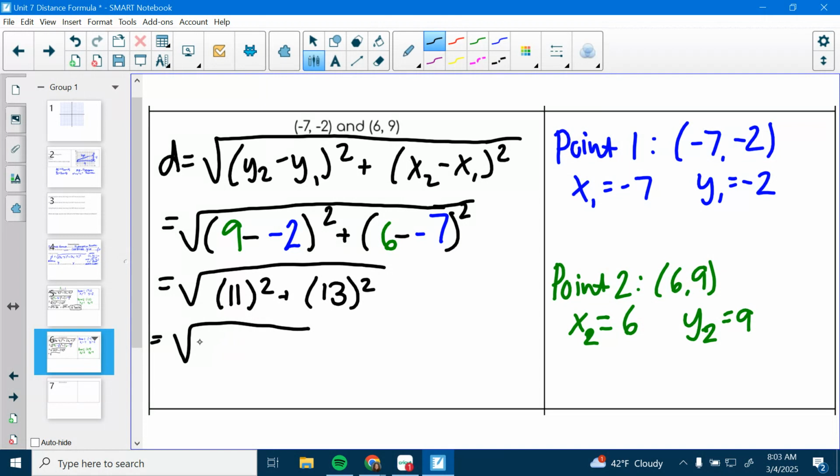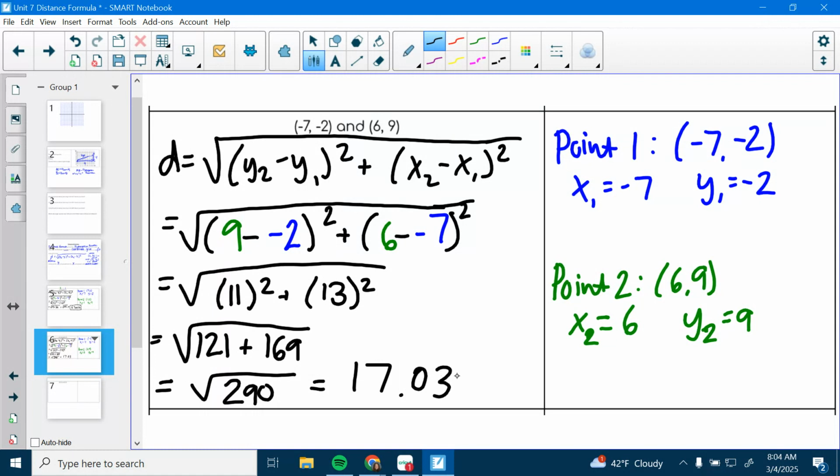11 squared, I can do that in my calculator as 11 times 11, which is 121. 13 squared is 169. Add them together. I'm going to use my calculator quick. So I get 121 plus 169, which is equal to 290. And I take the square root of that value, and I get 17.03 units. So that is the distance between those 2 points on a coordinate grid.